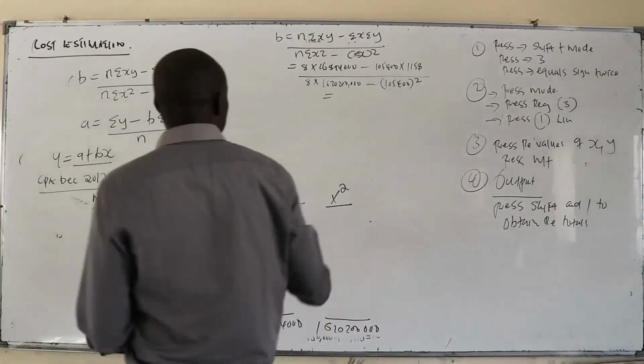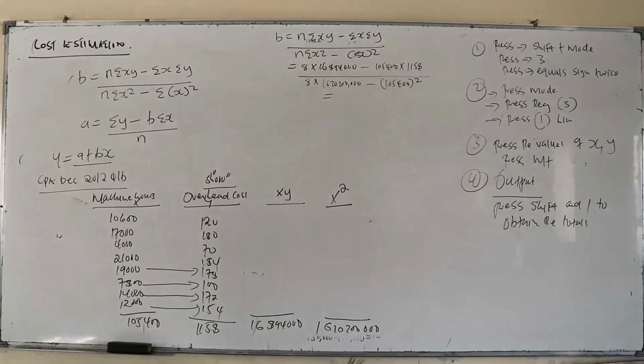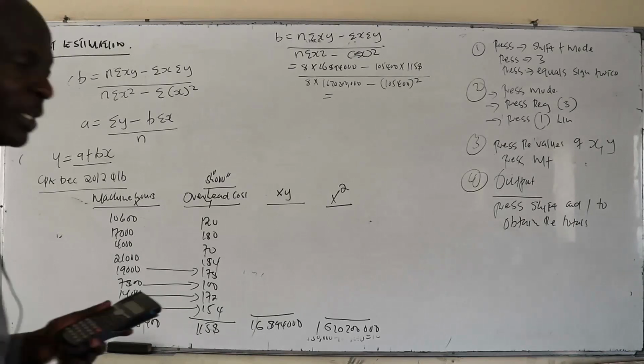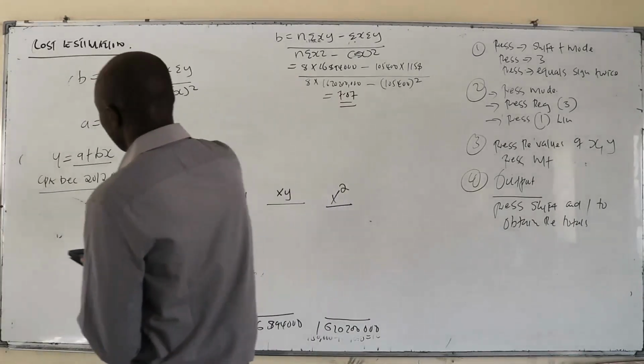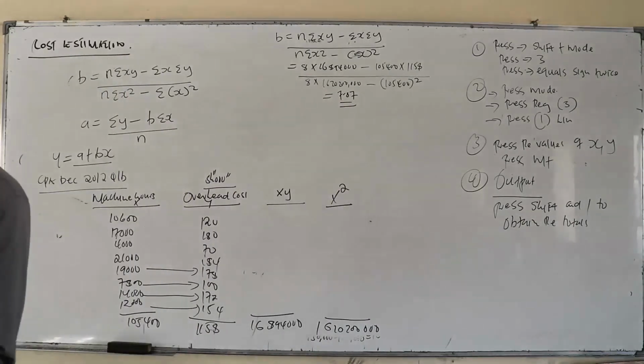And then you go to the calculator now. You press shift and 2, and then you scroll and you'll get the value of B, which is under 2. You press 2, and then the equal sign. So now it's written as 7.07. That is the value of B. It is there in the calculator.